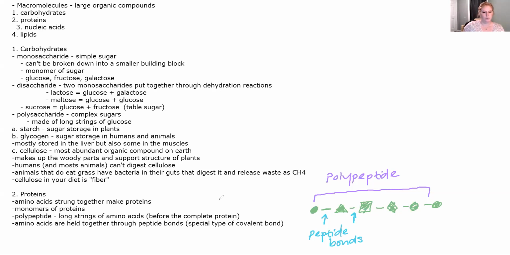Okay, so we've got our amino acids, we have our polypeptides, we have our peptide bonds. So I think I've talked about just about everything here. Although I do want to say that there are 20 different amino acids. This will become important a little bit further down the road when we start talking about genetics and building proteins.